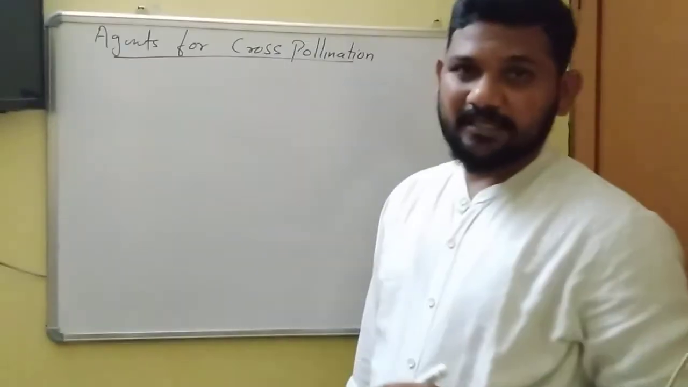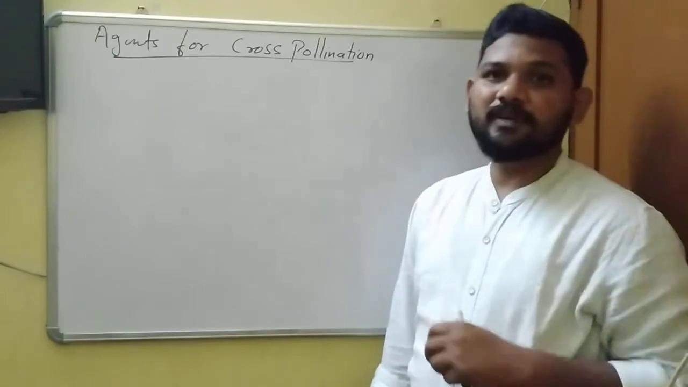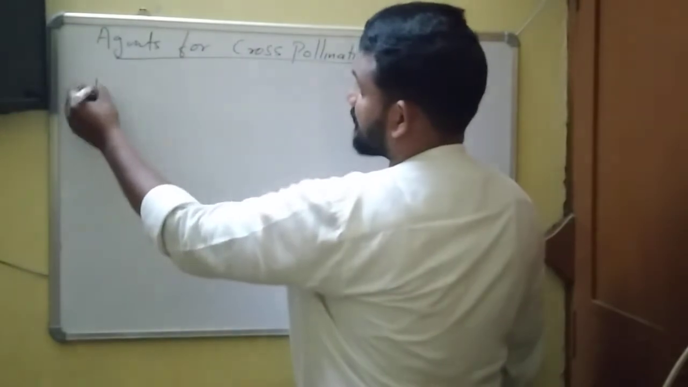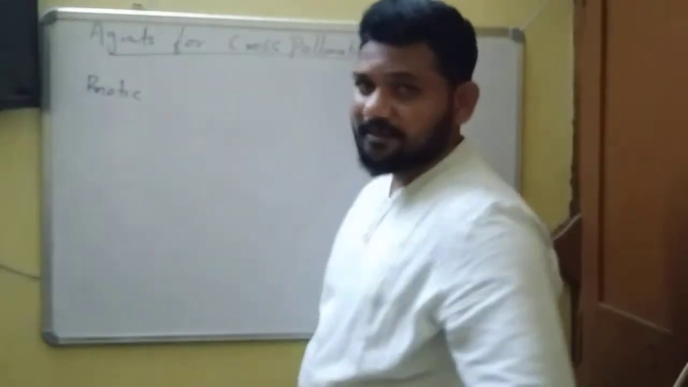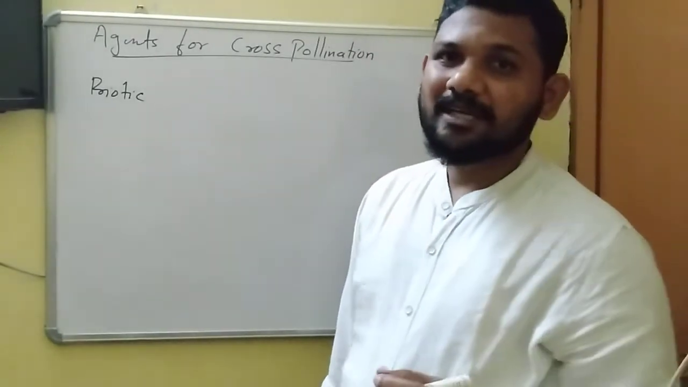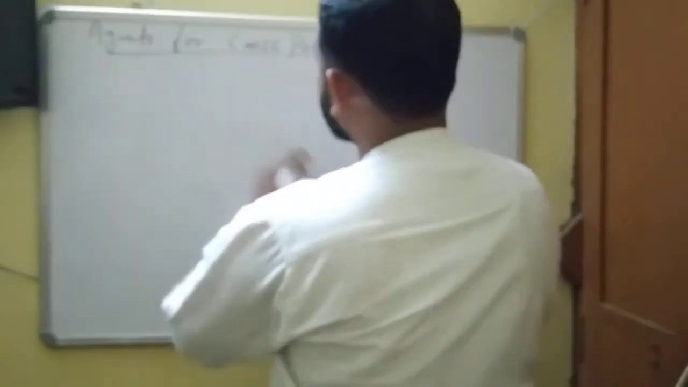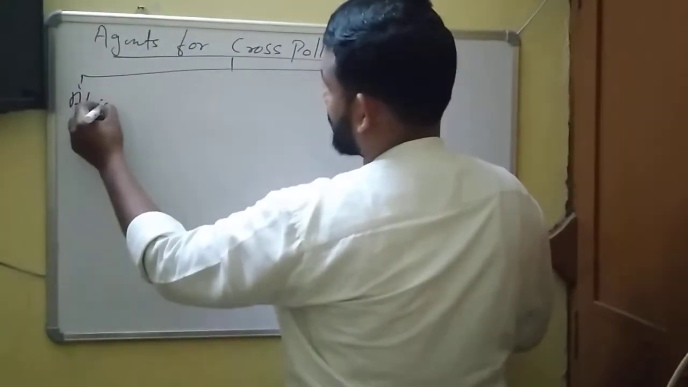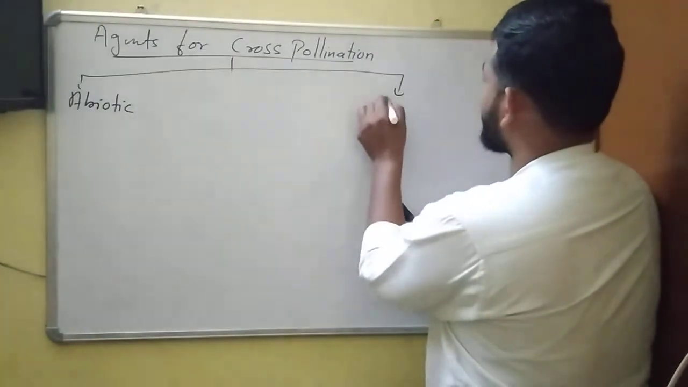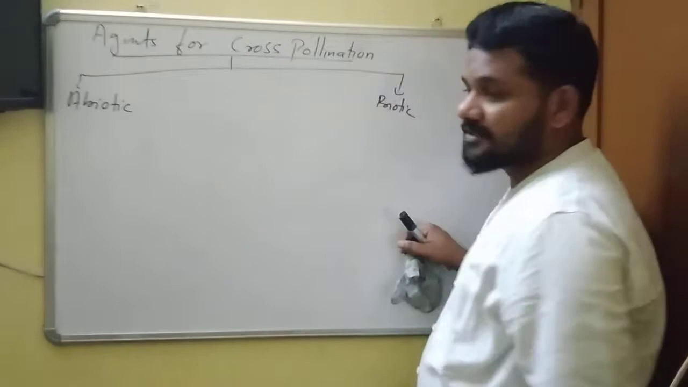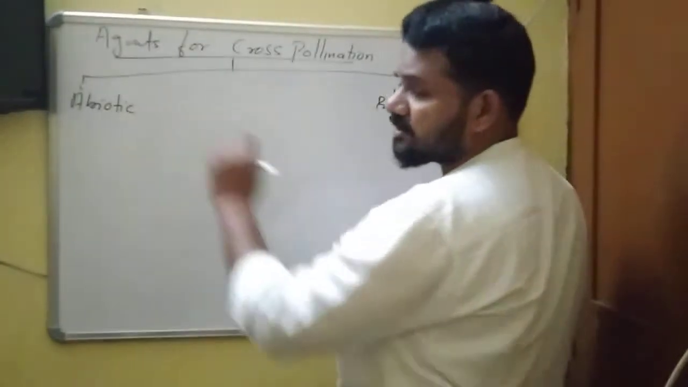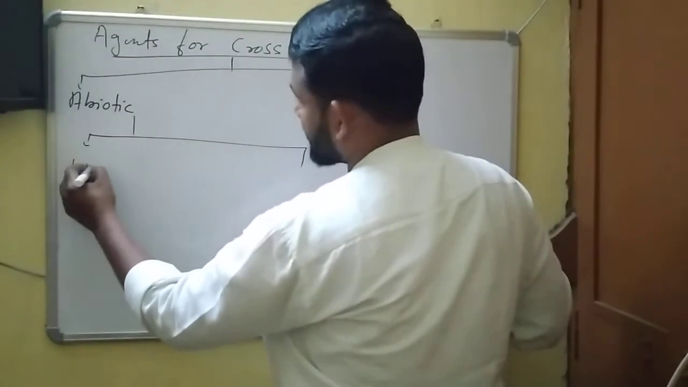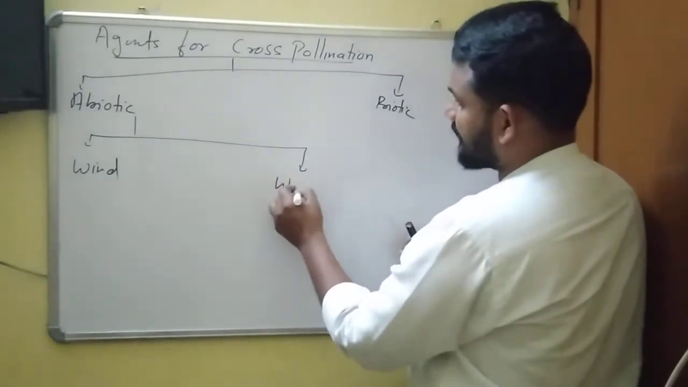Majority of flowering plants require two abiotic agents and one biotic agent. Most flowers use biotic agents, and a very small portion of plants can use abiotic factors. Abiotic means non-living, biotic means living. Abiotic agents are basically of two types: one is wind and another one is water.